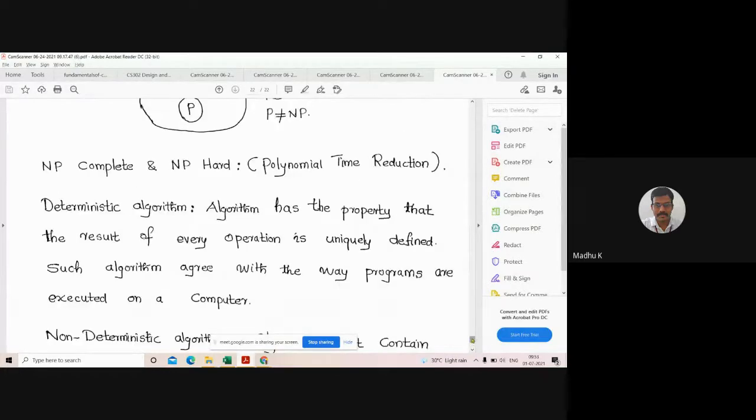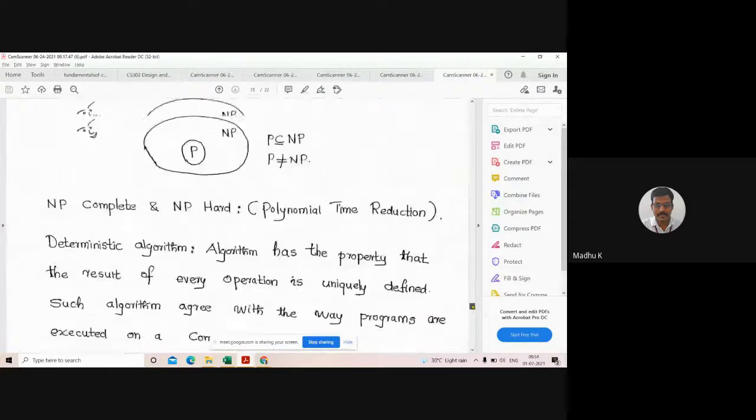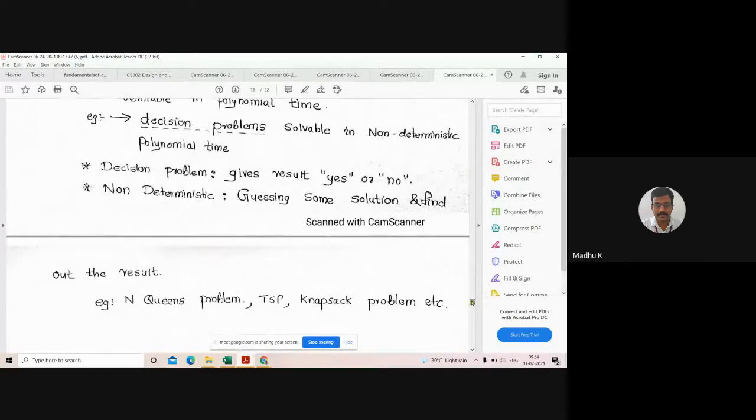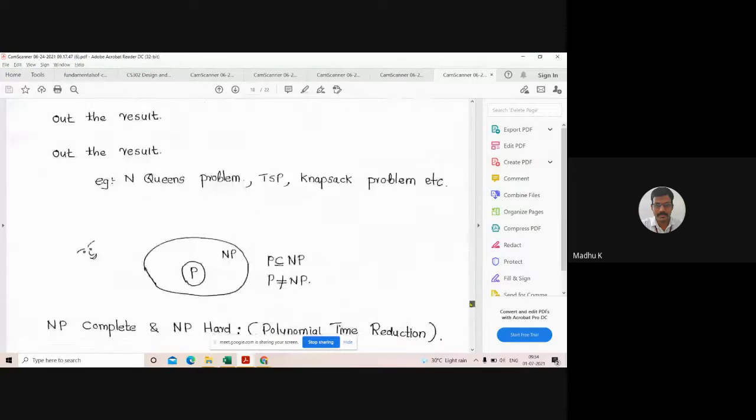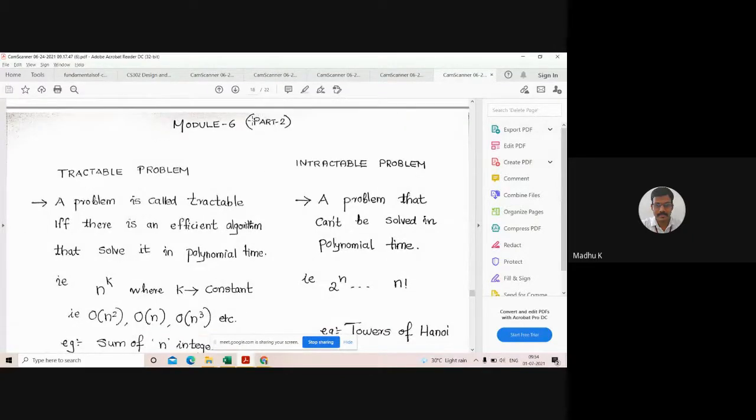So now I'm focusing on some other concepts. This is part two of the module. This is just a descriptive topic. There are no algorithms, etc. So this is module 6, second part. After completing module 6, second part today, we will take branch and bound. That is the last topic. Here in module 6, second part, we want to study some different types of problems, like tractable problem, intractable problem, etc. This is just a descriptive topic, so I am covering this today.